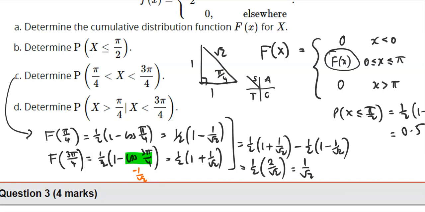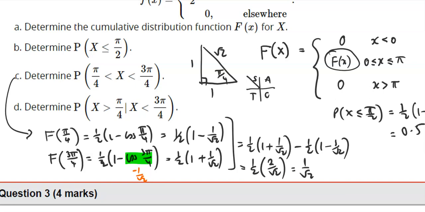So what's 1 on root 2 as a decimal? Yep. So what is it? Not after you do this off the top of your head. God, not that sadistic. It's 0.707, I think. 0.707. So about 0.7, right?